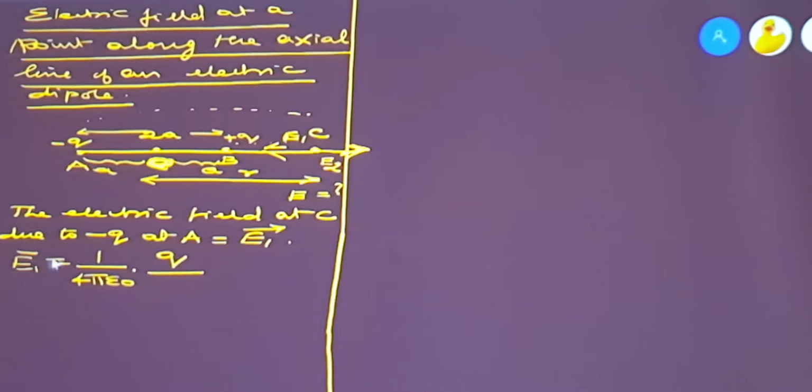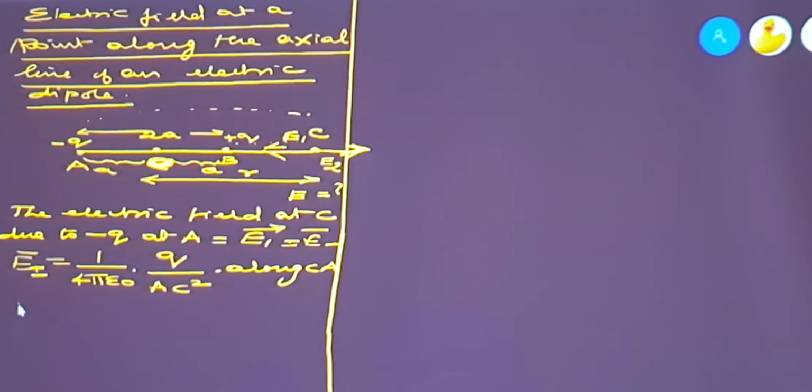I have taken it as E1, but in your book they have taken it as E minus vector. So I can write here also, I am writing it as E minus vector. Then Q divided by, from where I have to write, from A to C. So I write the distance as AC square, into, along what direction is it acting? It is acting towards the charge, so from C to A it is acting. So I am writing it as along CA.